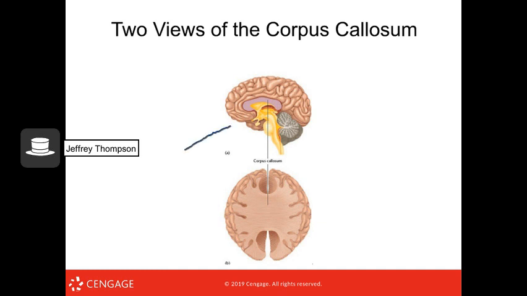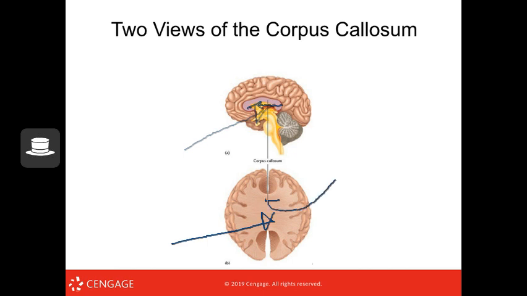Here we have a sagittal section of the corpus callosum, so we can see it from the side right here, and here is a view from the top. So if you were to just scoop out some of that gray matter and expose it, you would be able to see the corpus callosum connecting the two hemispheres of the brain.